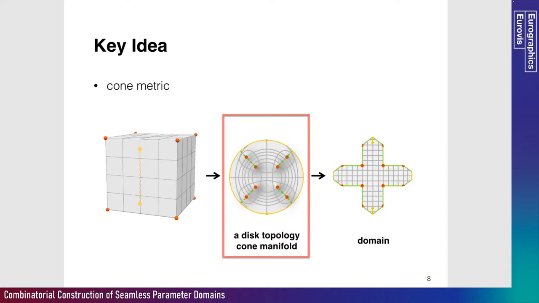Essentially, for a given surface cut to a disk, we explicitly construct such a disk topology cone manifold, such that first, its cones correspond to the prescribed singularities, and second, its boundary matches seamlessly. And third, its boundary is structurally compatible with the cut graph of the surface.